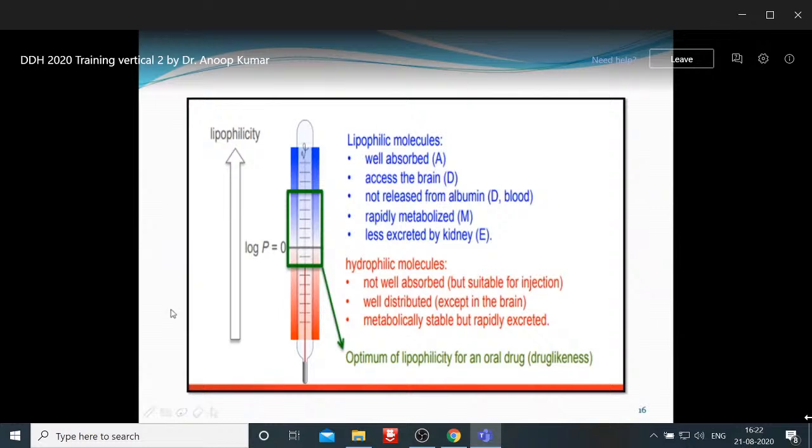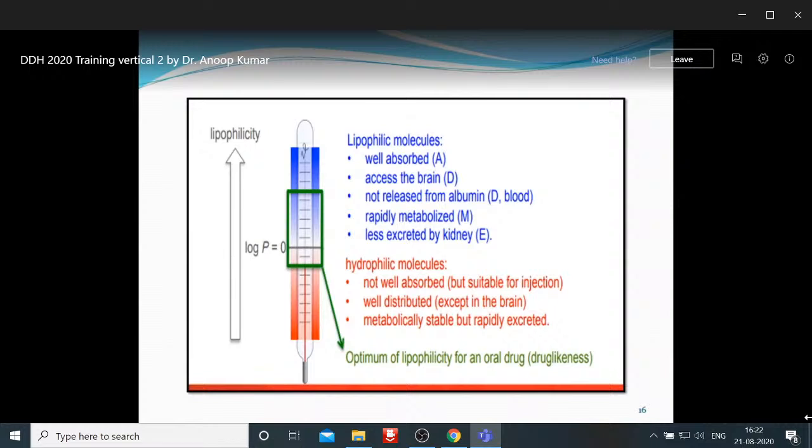This diagram will make it more clear. If we are making a lipophilic molecule, see, this is just a scale. This side is hydrophilicity, and the blue side is hydrophilicity. So you have to make your molecules in this range, meaning neither too hydrophilic nor too lipophilic. If you make a more lipophilic molecule, it will be absorbed much more and have more access to the brain. It depends on whether you are going to develop a molecule for the nervous system, then it should have the ability to cross the BBB.